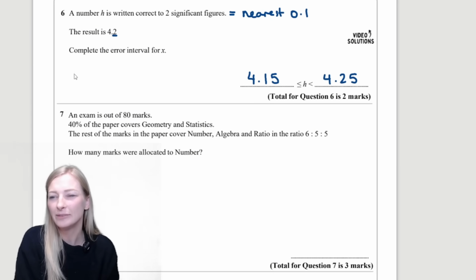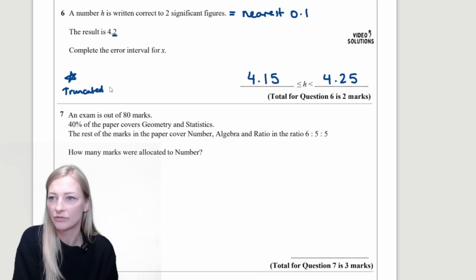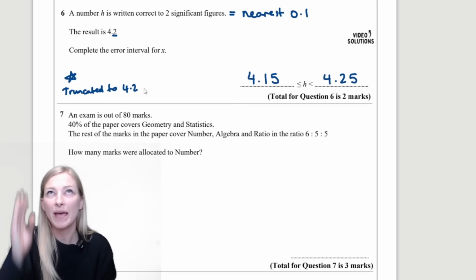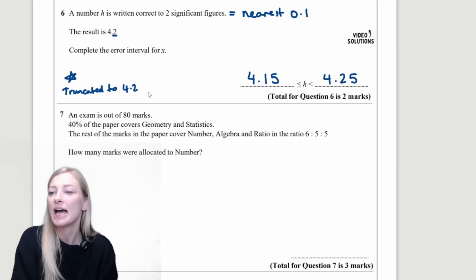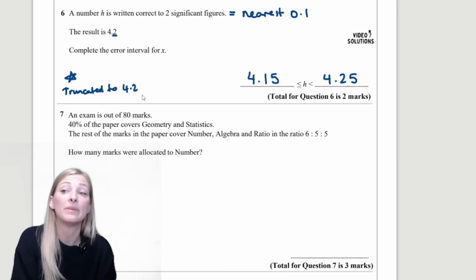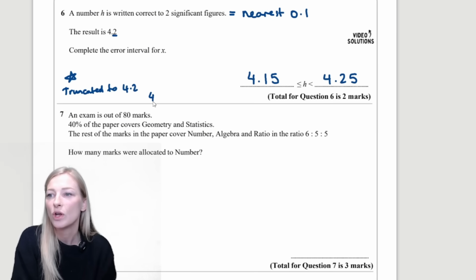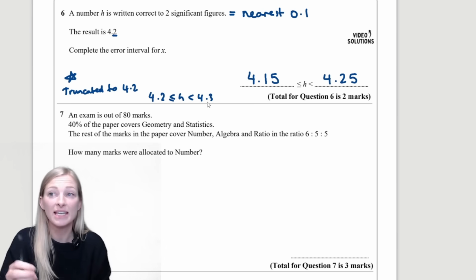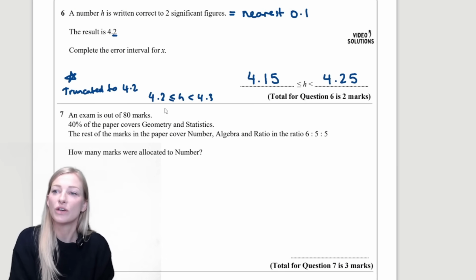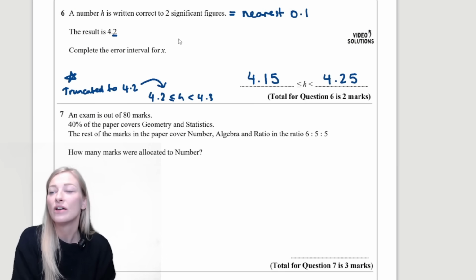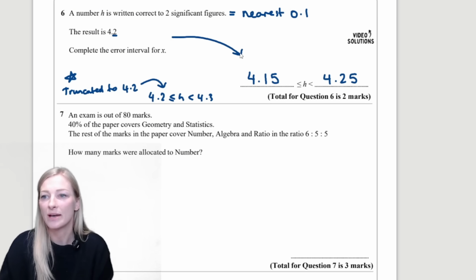One thing I will say, if it was truncated to 4.2, that just means it's chopped off. So they don't pay any attention to the next number. And if the question had told you that it'd been truncated to 4.2, we would go 4.2 up to 4.3, because the next number could be a 0 or it could be 9 recurring. So for truncated, it would be that. For rounded, it would be that.